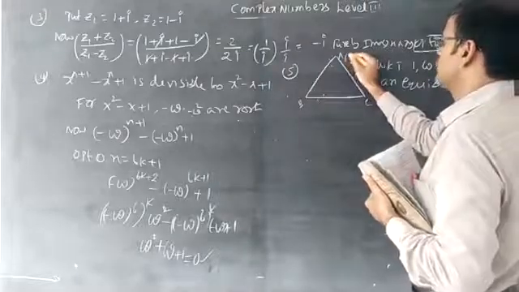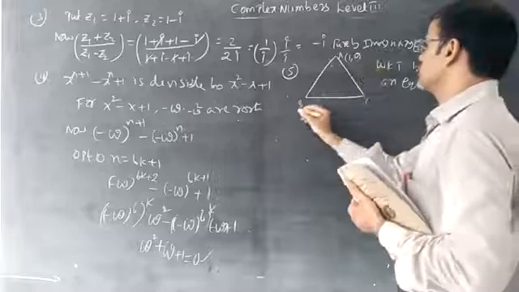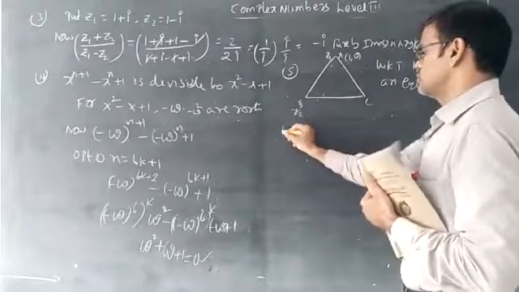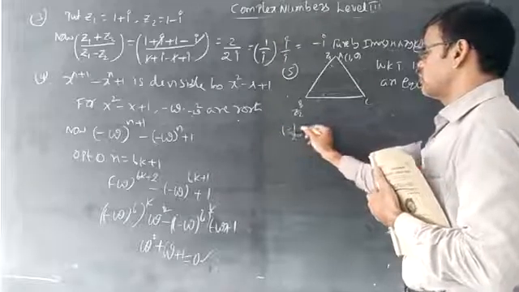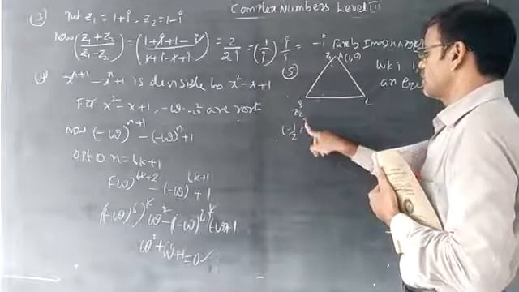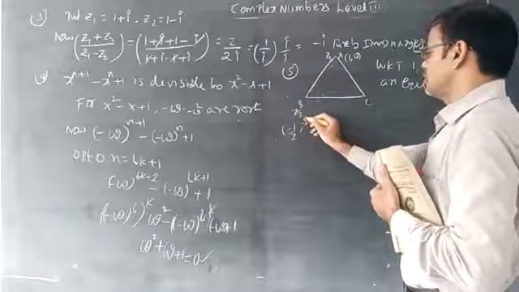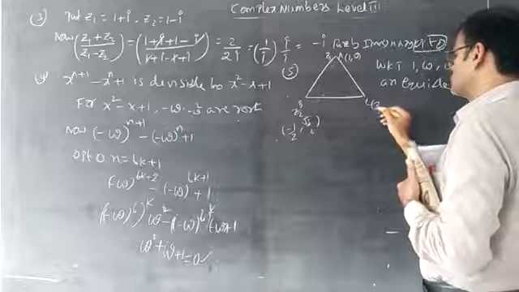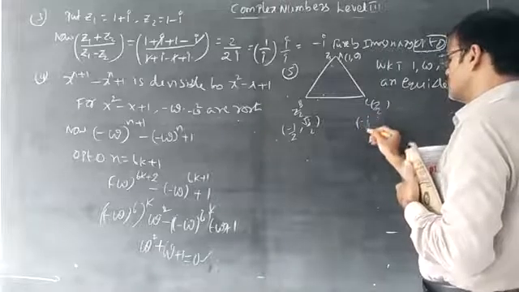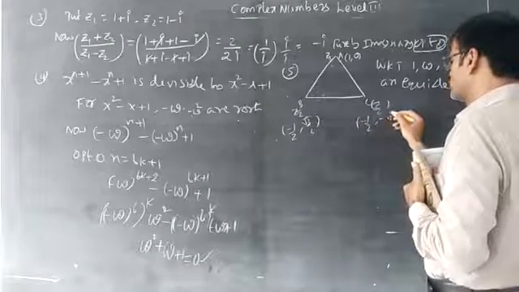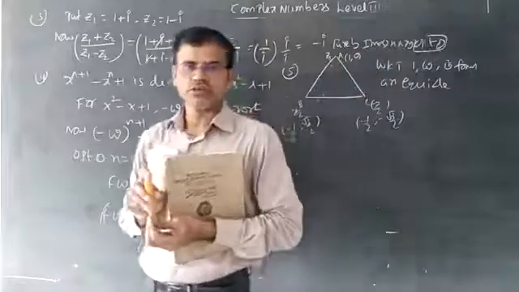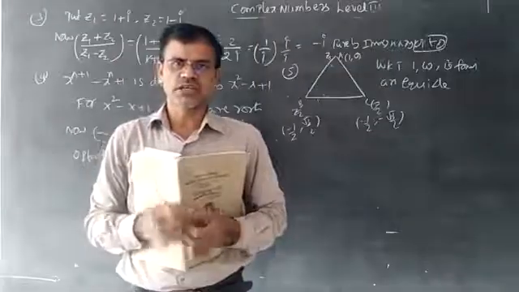So A is 1 comma 0, this is Z1, and this is Z2. Z2 is the value minus 1 by 2 comma root 3 by 2, and Z3 is minus 1 by 2 comma minus root 3 by 2, because omega is minus 1 plus i root 3 by 2 and omega square is minus 1 minus i root 3 by 2.